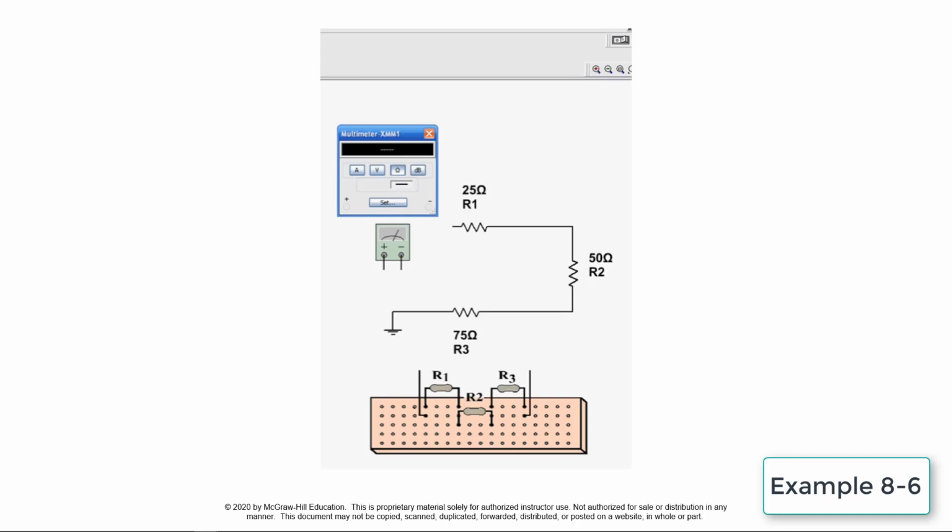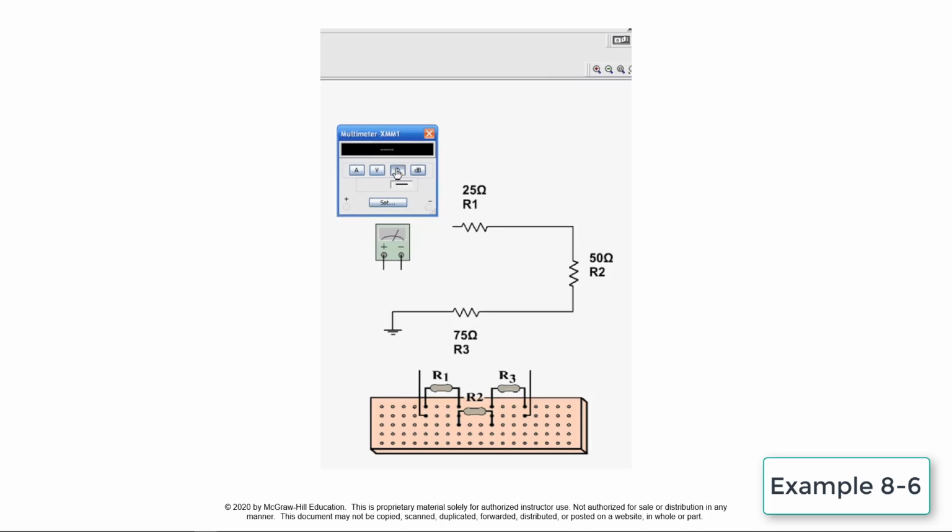This simulation demonstrates the total resistance measurement of series connected resistors. The resistors are joined end to end to form the series connection. The total resistance is equal to the sum of the individual resistive loads. In this case, 25 plus 50 plus 75 equals 150 ohms.